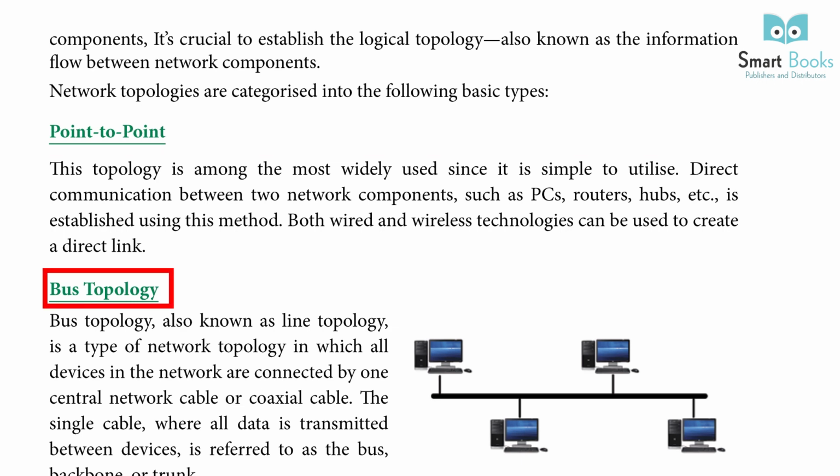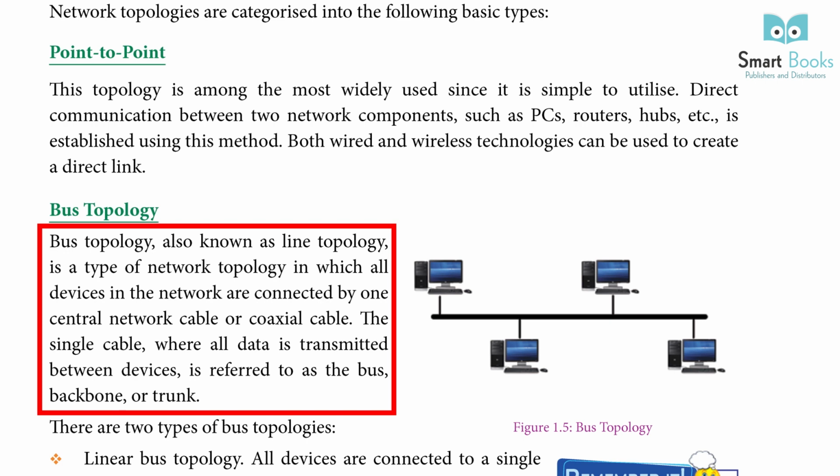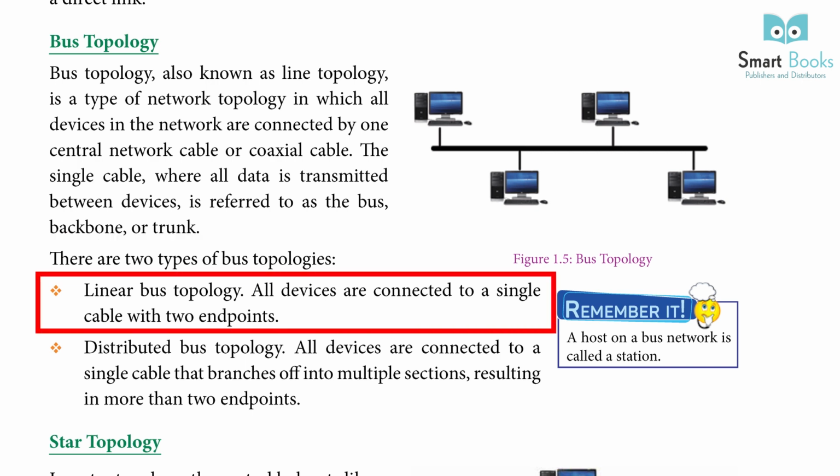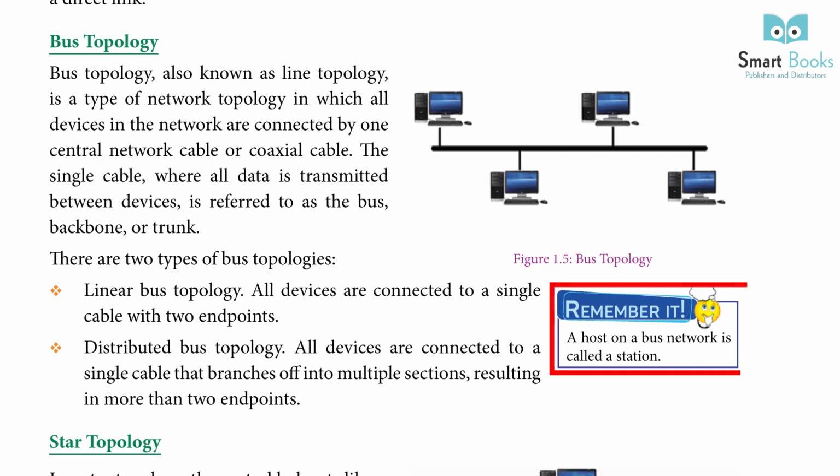Bus topology. Bus topology, also known as line topology, is a type of network topology in which all devices in the network are connected by one central network cable or coaxial cable. The single cable where all the data is transmitted between devices is referred to as the bus backbone or trunk. There are two types of bus topologies. Linear bus topology: all devices are connected to a single cable with two endpoints. Remember it, a host on a bus network is called a station.